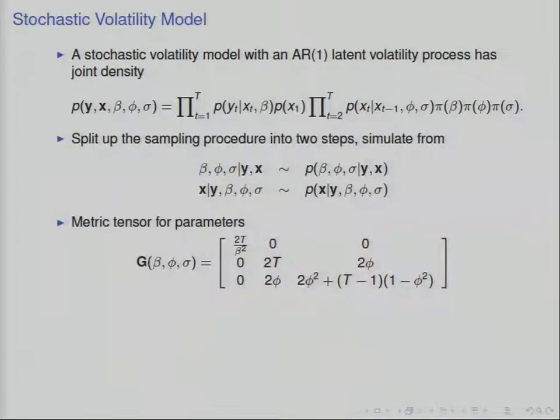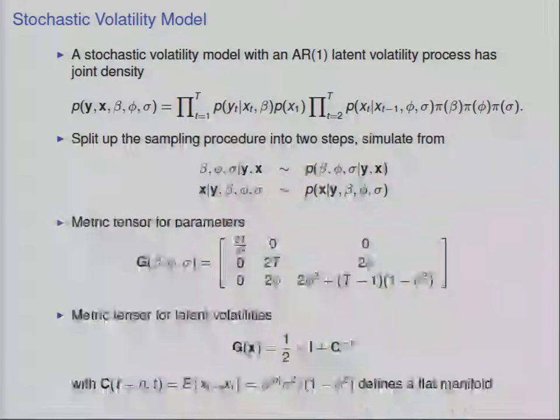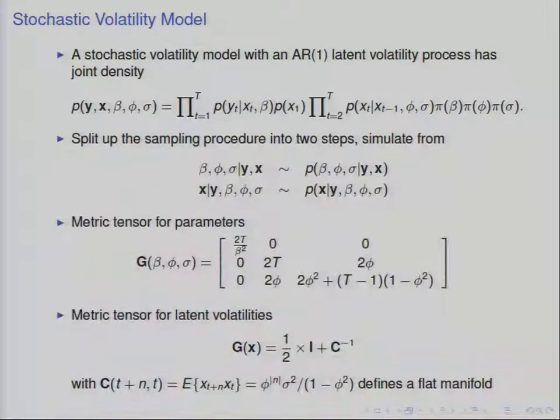That's great. Now what about sampling from this 3,000 dimensional distribution? Well, it turns out that the metric tensor for the latent volatilities looks something like this. Now what is this? Well, it's half times an identity plus the inverse of this matrix C, this 2,000 by 2,000 dimensional matrix. But it turns out that C, because this is an AR1 process, actually has a very simple structure. You can see that the metric tensor here is a function of the parameter values, or two of them anyway. Here, on the other hand, the metric tensor is constant. So it defines a flat manifold in the latent volatility space.